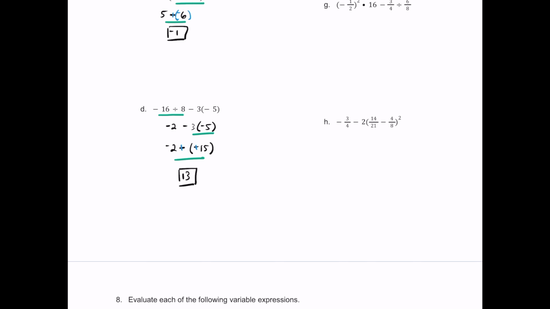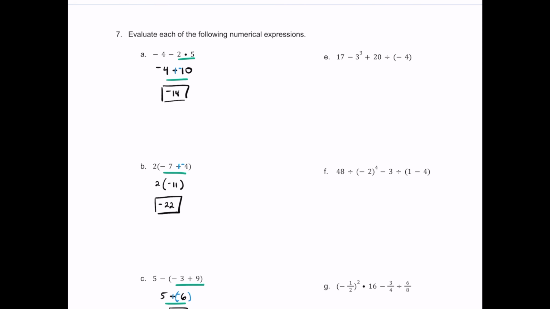All right, there we go. For letter E here, let's see, we have exponents and there's no parentheses, it's just division at the end. Okay, so 3 to the third power, keep in mind that that is going to be 3 times 3 times 3. 3 times 3 is 9, 9 times 3, that's going to be 27. So this is going to be 17 minus 27 plus 20 divided by negative 4.